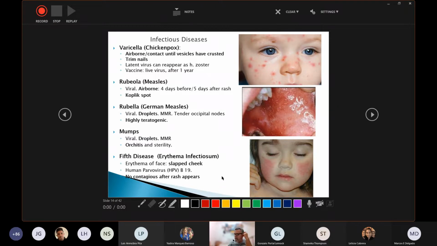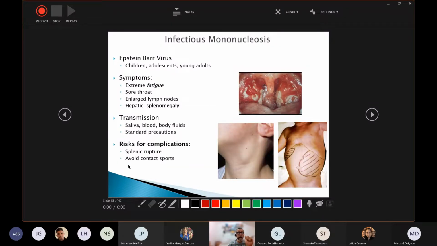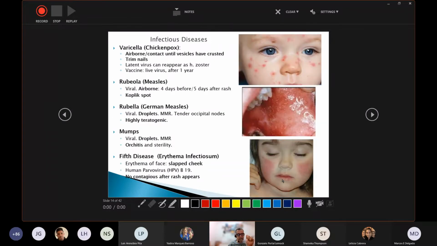Before the rash appears, the child is contagious, and it spreads by droplets. It is the parvovirus B19, the P of Spider-Man, together with pertussis and pneumonia: pertussis and parvovirus, okay? No treatment, no vaccine, benign condition, that's it. But know it, because NCLEX likes to make questions about this.